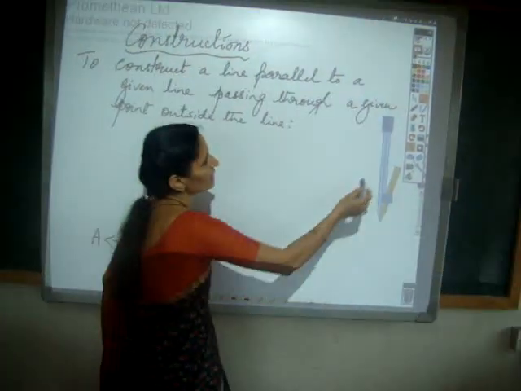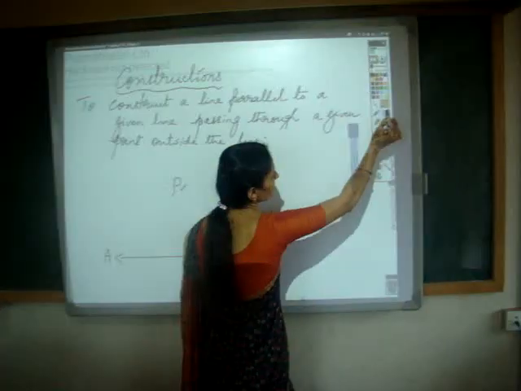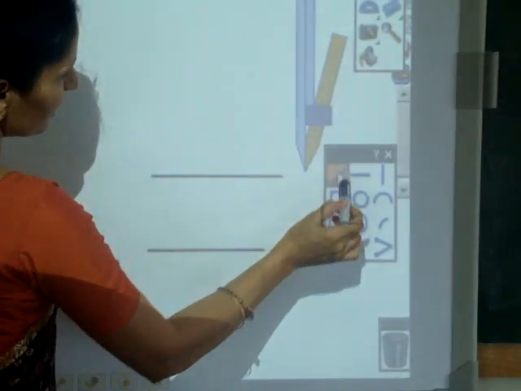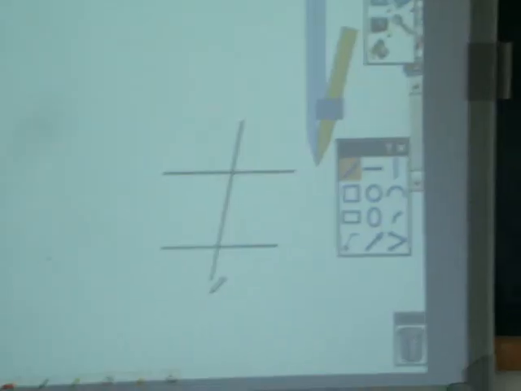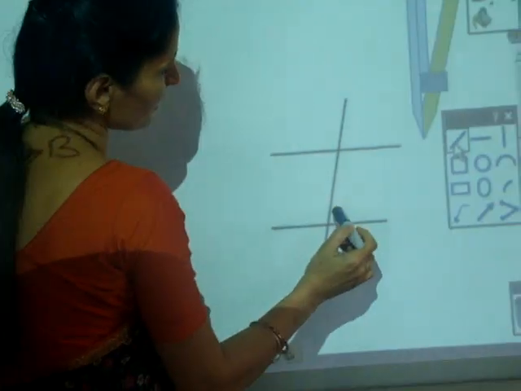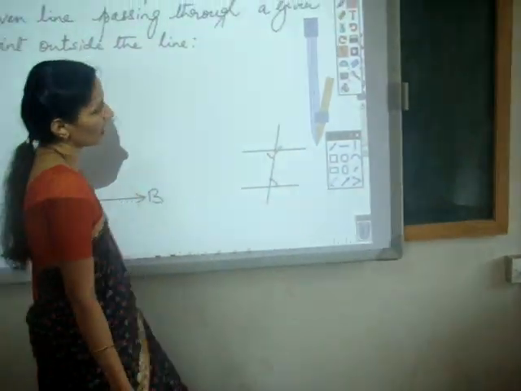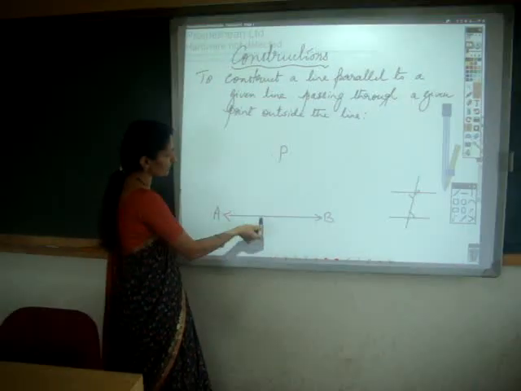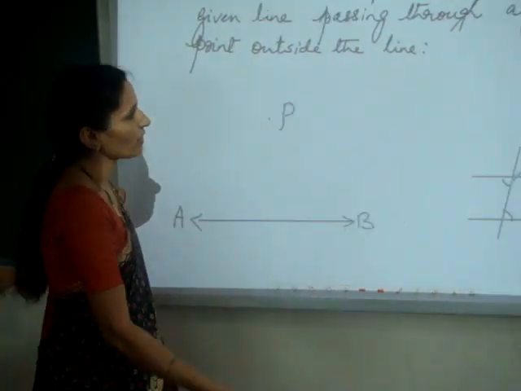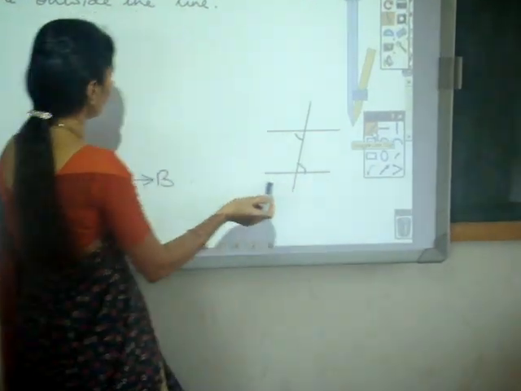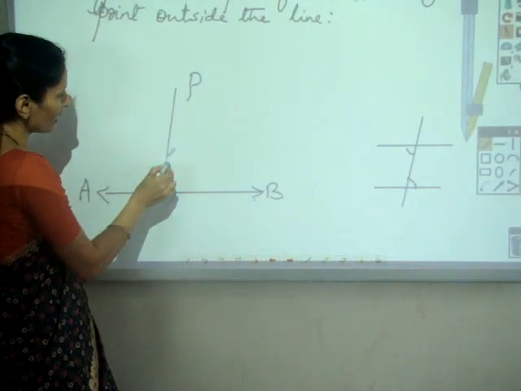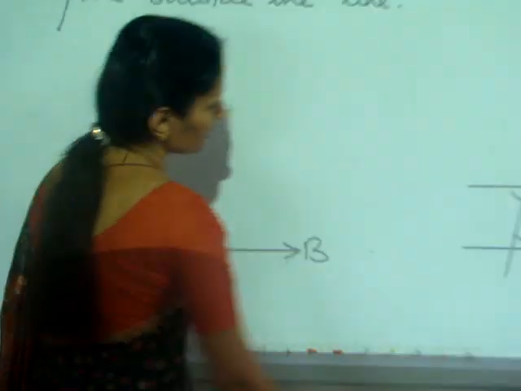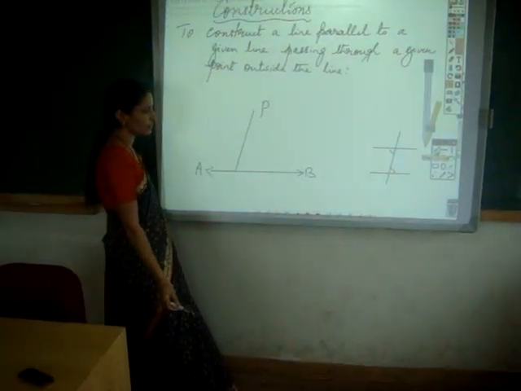I will make use of the parallel line properties, which we have already studied. If two lines are parallel to each other and a transversal cuts the two lines, the alternate angles formed are equal. So let me use the same concept and create an angle with the line AB by drawing a new line which passes through the point P as well as makes an angle with the line AB. Then this is the angle which we got now.